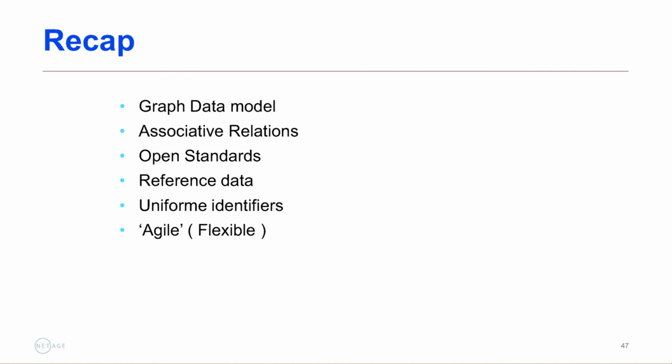So, recap: we talked about the graph data model, where we go from the more traditional computer-based model, which was only created out of optimizations, to a more graph-like way of dealing with information, which is more what we use in our heads. We talked about mind maps, because we talk about associative relations. We talk about open standards, reference data, and uniform identification of resources. And it's super flexible and agile, because you can exchange information quickly, and you can enhance the data model without breaking any previous applications using it.